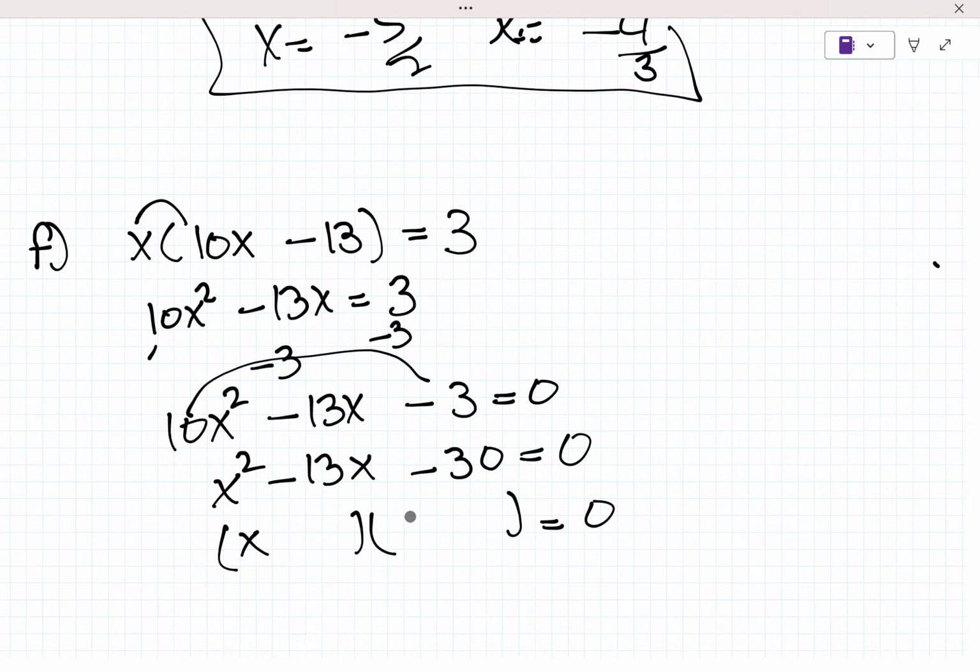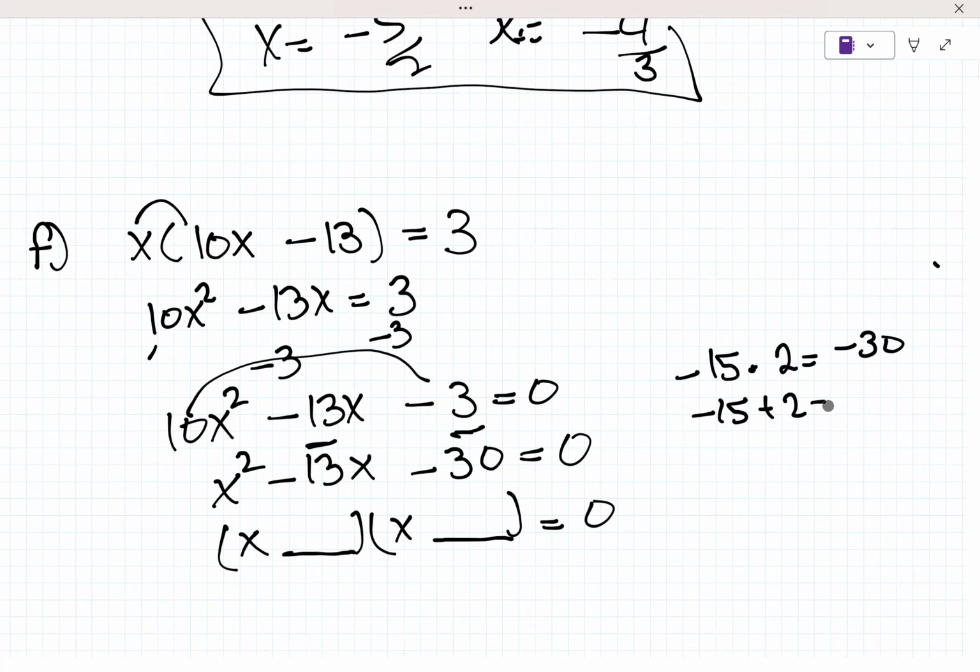So put an x here, x there, and then blank space, space. So in your head, can you come up with two numbers that multiply to negative 30 and when added give you negative 13? Yes, it would be negative 15 times positive 2, because when I multiply that, it gives you negative 30, and then negative 15 plus 2 is negative 13. Good. And then what we're going to do next is divide only the negative 15 and 2 by your original a value, 10.